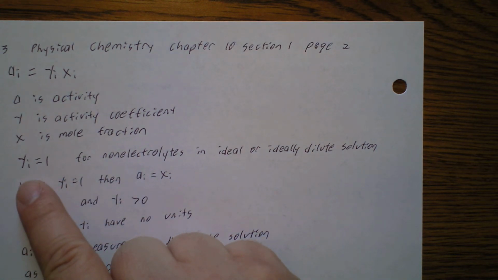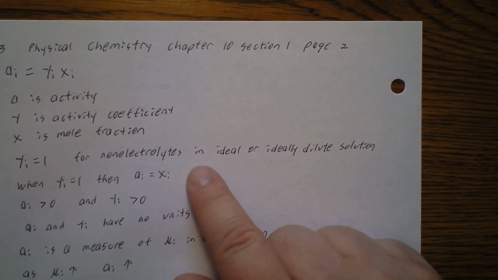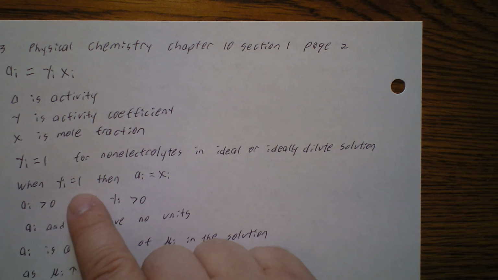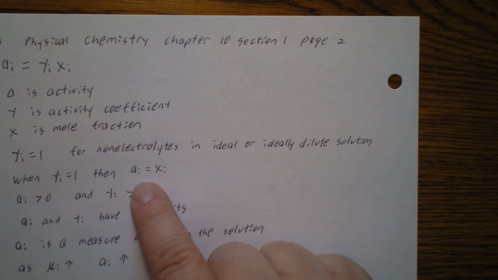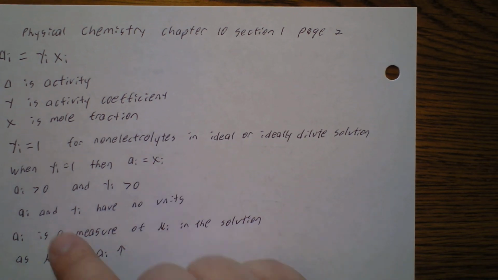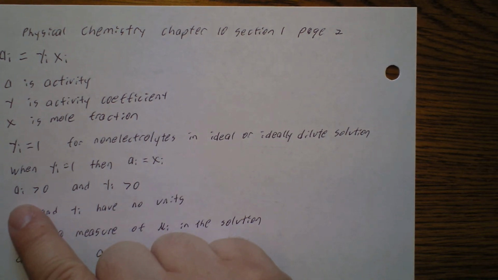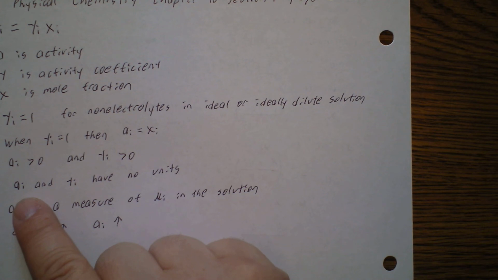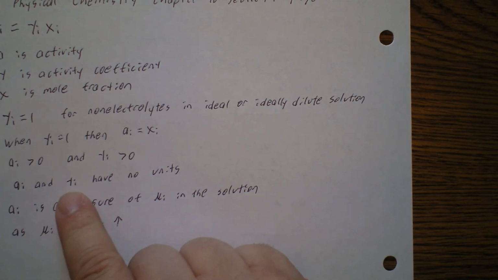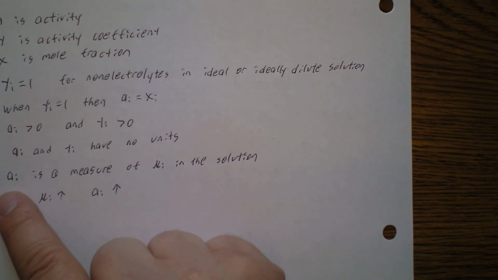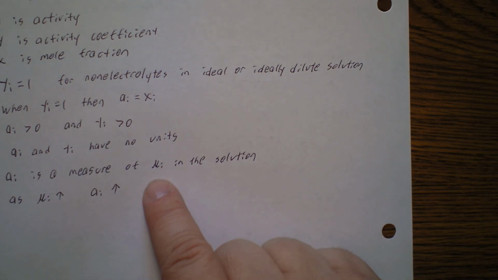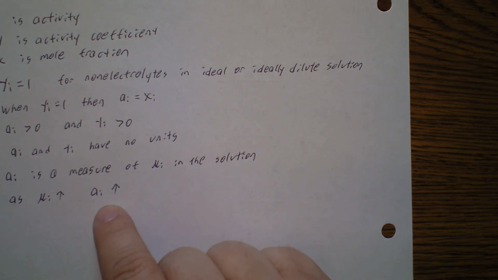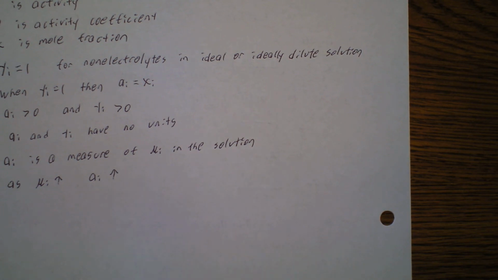Now, gamma of the solute is equal to 1 for non-electrolytes in an ideal or ideally dilute solution. When the gamma of the solute is equal to 1, then the activity of the solute is equal to the mole fraction of the solute. Now, activity of I is greater than 0, and the activity coefficient is greater than 0. The activity and the activity coefficient have no units, they have no dimensions. The activity of I is a measure of the chemical potential I in the solution. As the chemical potential increases, then its activity will increase too. That's the end of chapter 10, section 1.